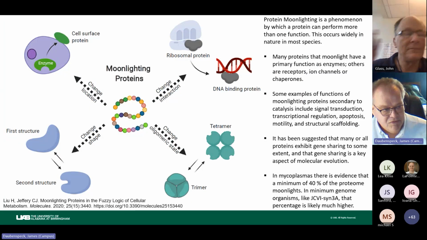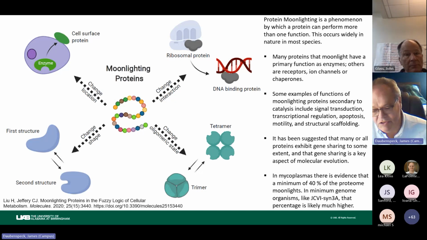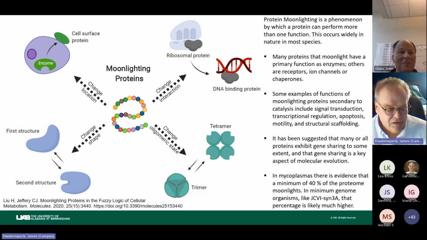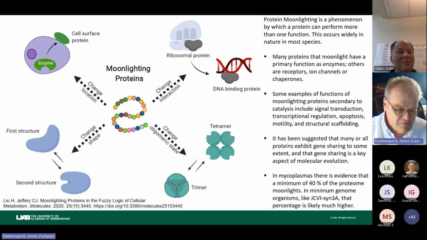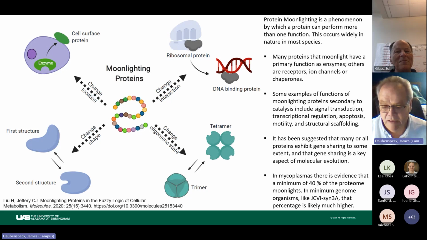Now, when this phenomenon was first discovered in the late 80s, it was initially called gene sharing. But as many of the geneticists here will tell you, that term is already taken in that field. So in 1999, this term moonlighting protein was coined. This phenomenon is really just a protein having multiple functions. And this is true in every species from humans all the way to mycoides.